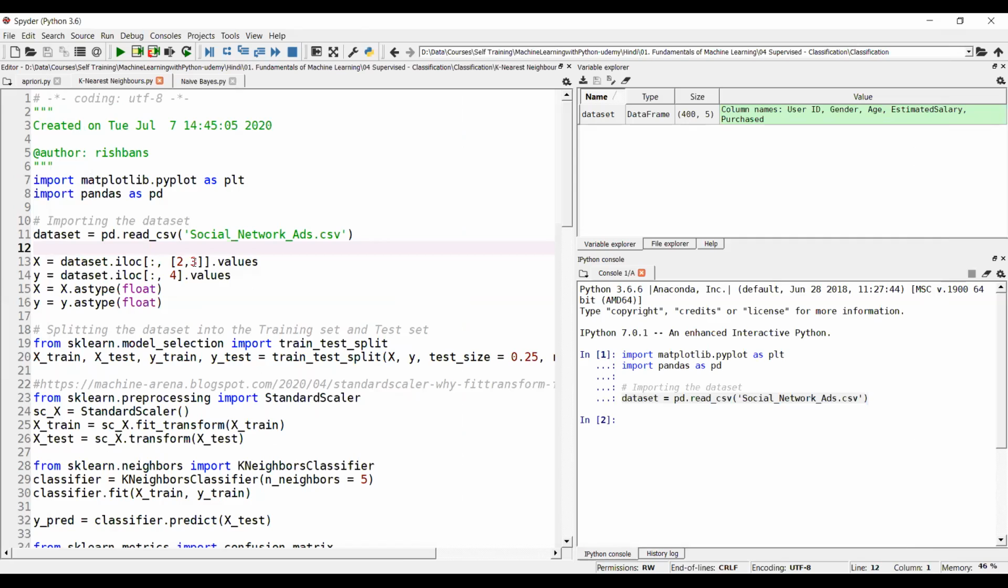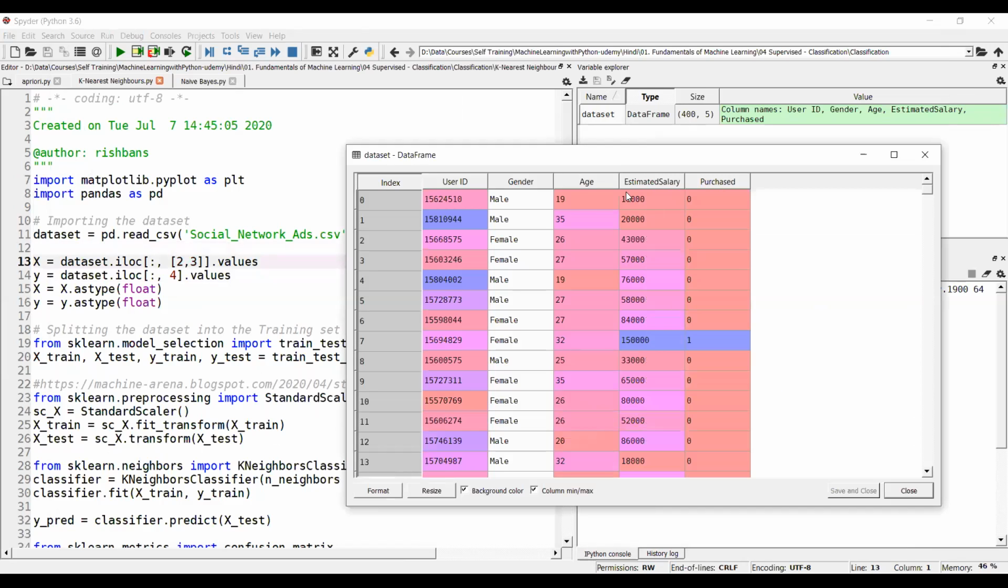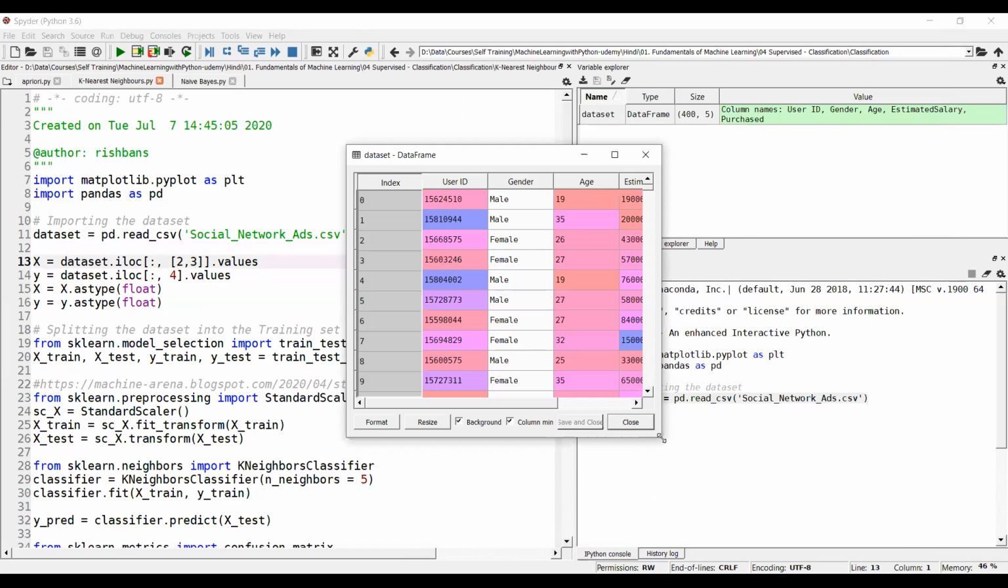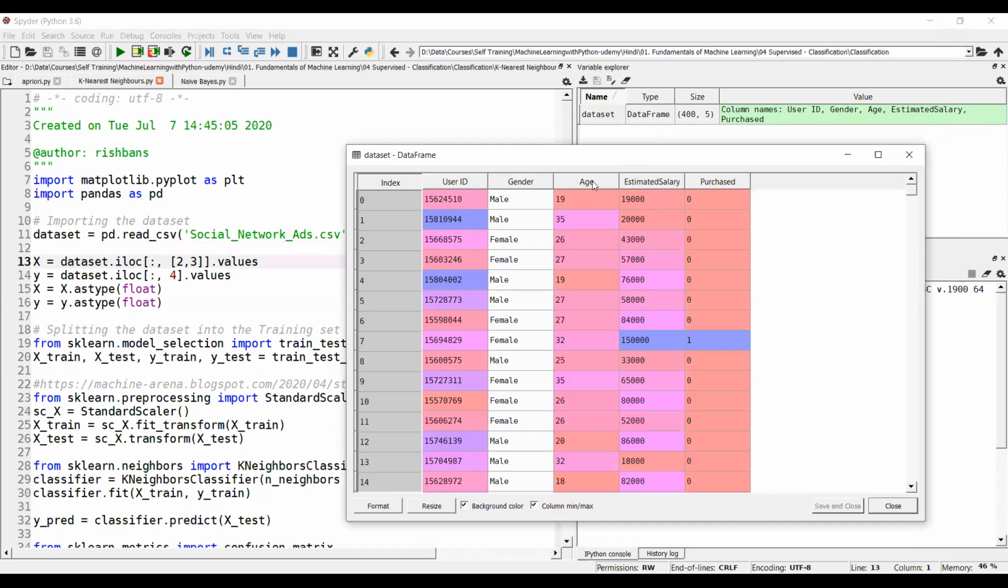Now we are going to take only two columns. One is age, the other one is estimated salary. Okay, now in Python the index starts from 0, 1, 2, 3. So we are going to import the second and third.